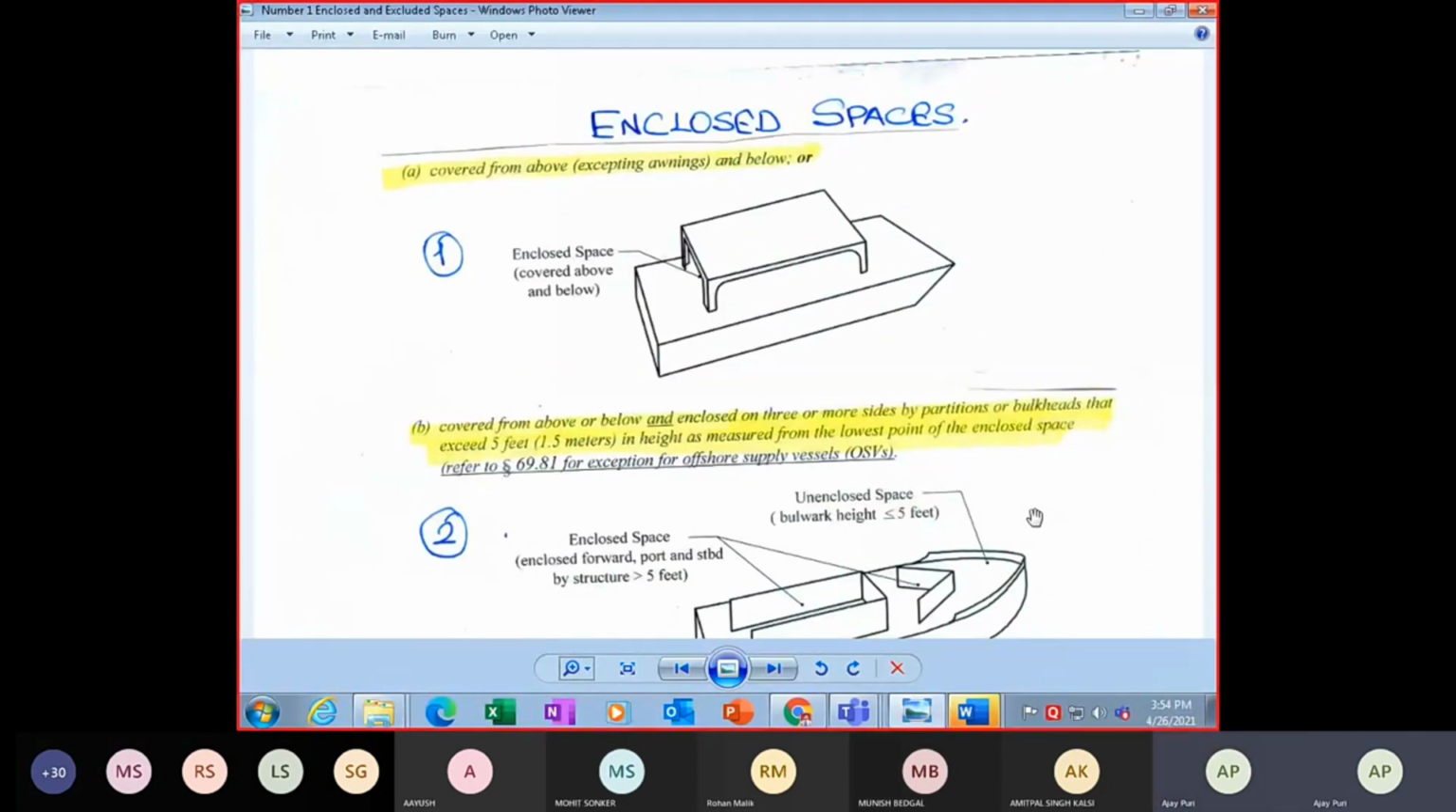I'll be revising your excluded and enclosed spaces.